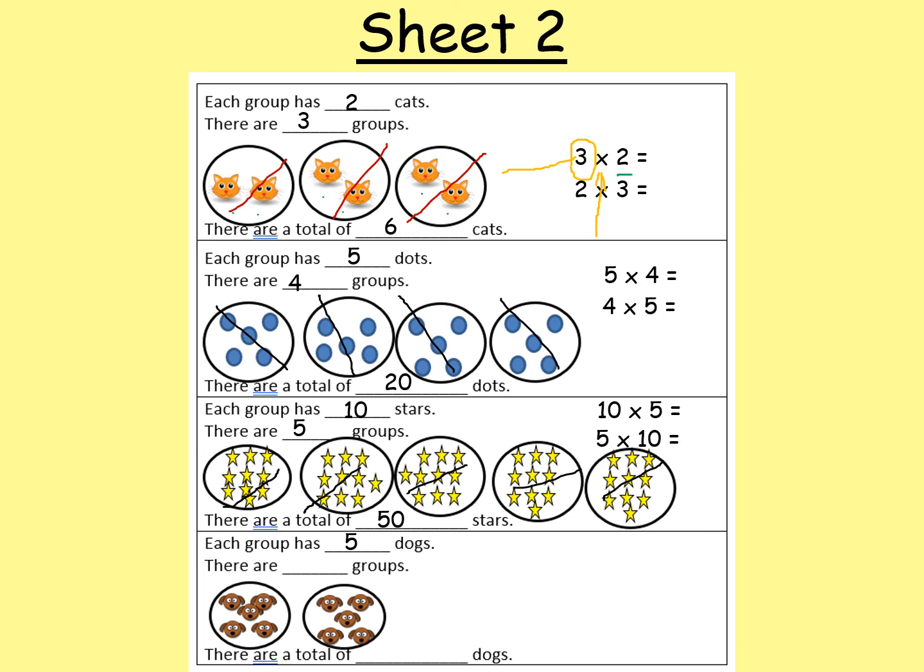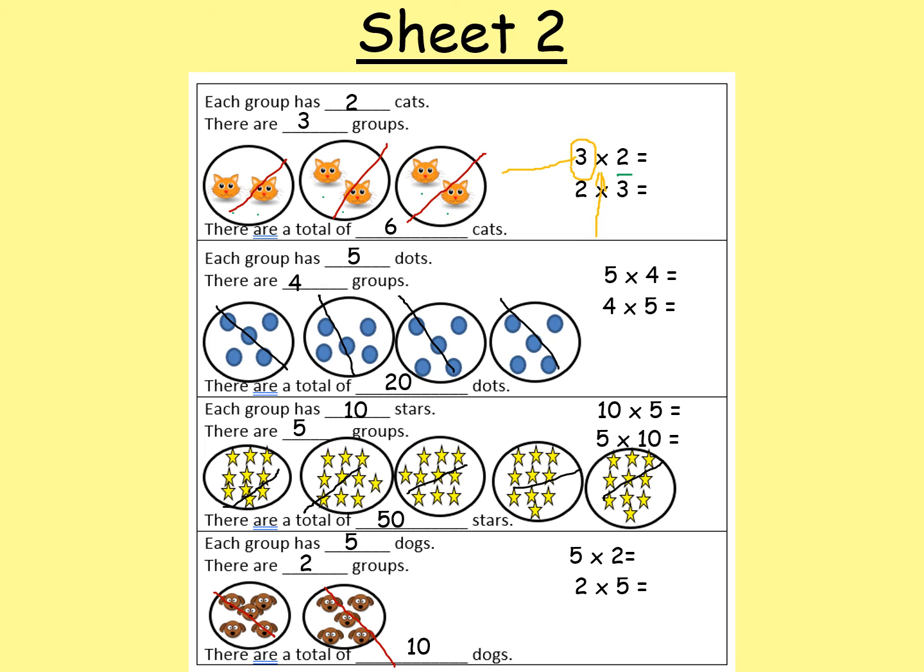So each group has 5 dogs in it. There are 5 dogs in each group. How many groups are there? 2 groups. So what would our number sentences look like? We could have it like this, because there's 5 dogs in 2 groups. Or we could say there's 2 groups of 5 dogs. Our number sentences will look like this, and there are a total. Oh, we need to count. What could we do to find out how many dogs there are altogether? Well, I know there's 5 in this group, so I'm going to say 5. Add another 5, 5, 10.